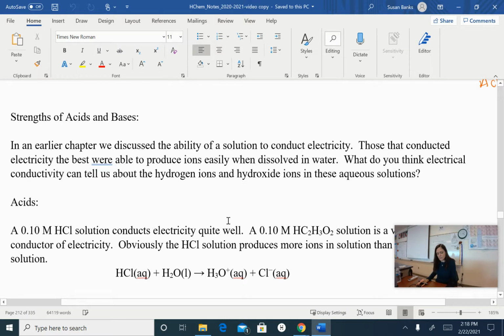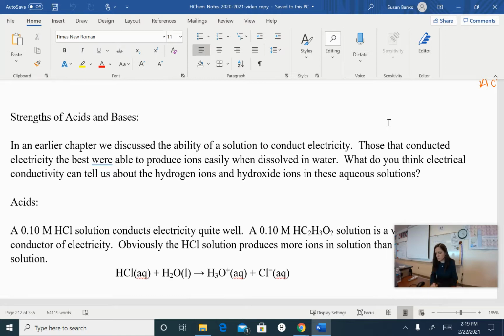Okay, so in an earlier chapter, we discussed the ability of a solution to conduct electricity. Now, remember the conductivity demo? We said that those things that were able to conduct electricity in solution had to have ions that were able to be mobile. Remember that? They had mobile ions. Okay, so those that conducted electricity the best were able to produce ions that were easily dissolved in water, and because they were dissolved in water, they were able to move about that water.